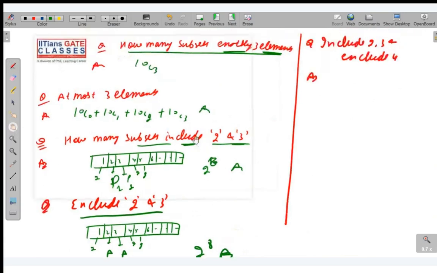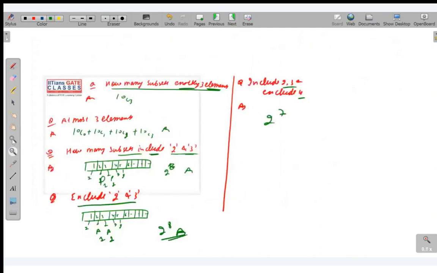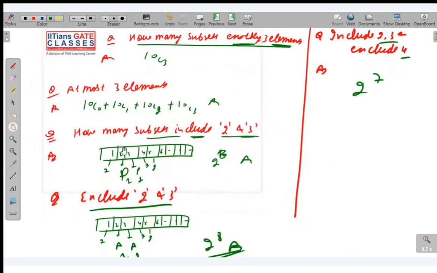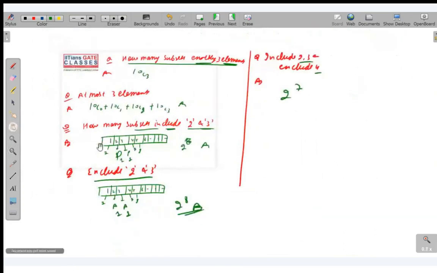Okay, so next is include 2 and 3, exclude 4. I think you have got it. It's a waste of time. 2 power 7 is the answer. Because for 2 only one choice, that is present. For 3 only one choice, that is present. For 4 only one choice, that is absent. For the rest, everywhere 2 possibilities. So total 7, so 2 power 7 is the answer. Okay, I hope everything is fine. Please take a snapshot and look. Yes, now everything is on one slide.